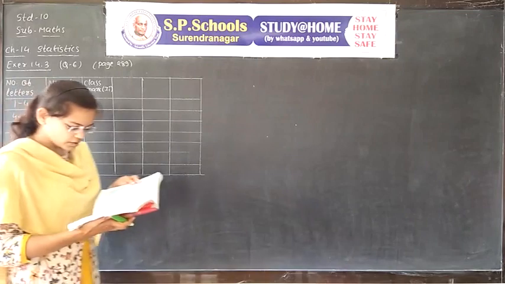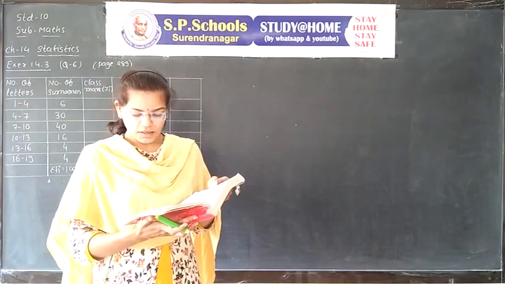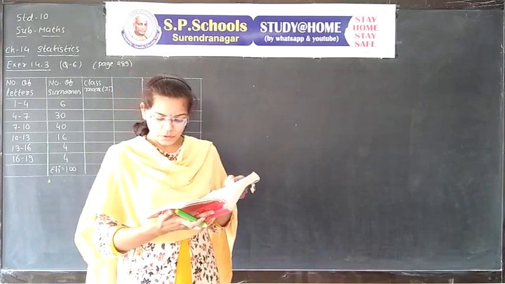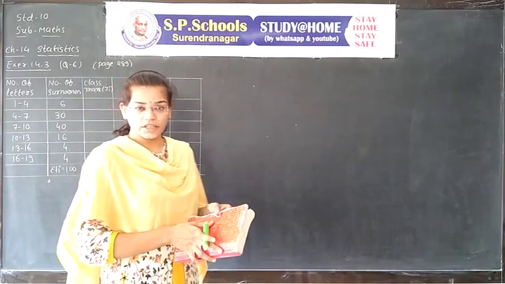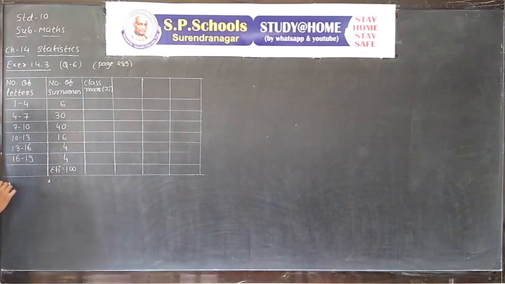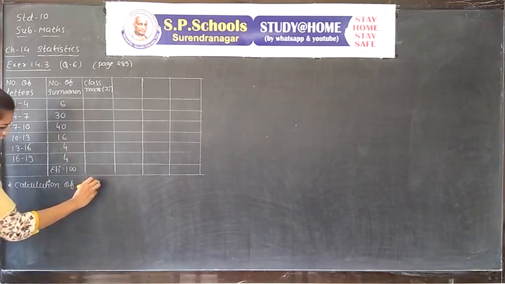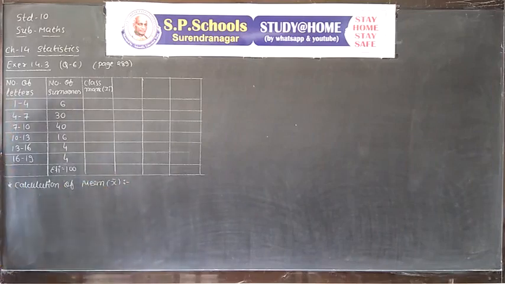In this question we determine the median number of letters in the surname. Second, find the mean number of letters in the surname and also find the modal size of the surname. First of all, we calculate the mean number of letters in the surname. For the mean, first write here: calculation of mean, which is x bar. For that we require a table.